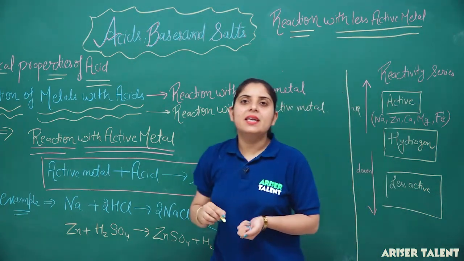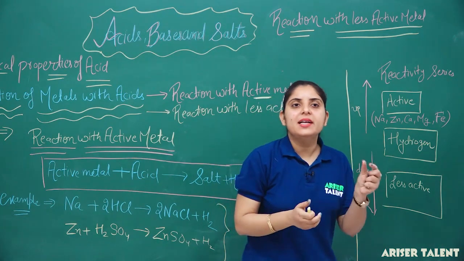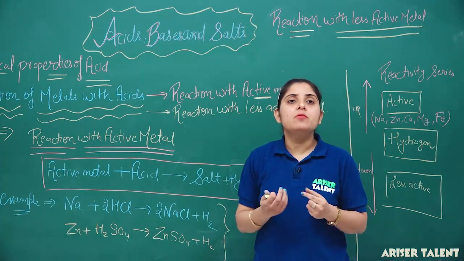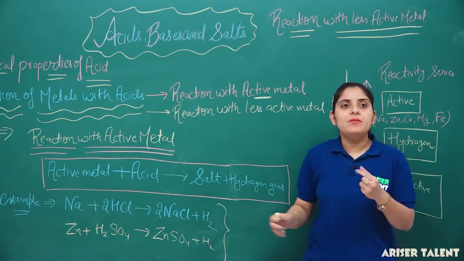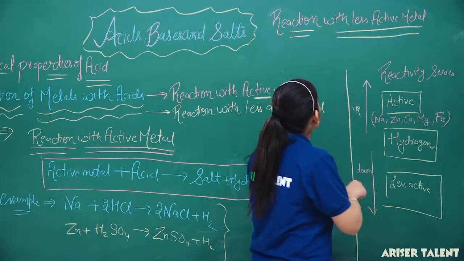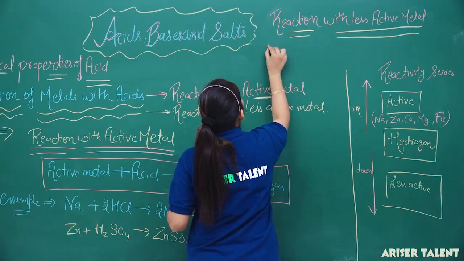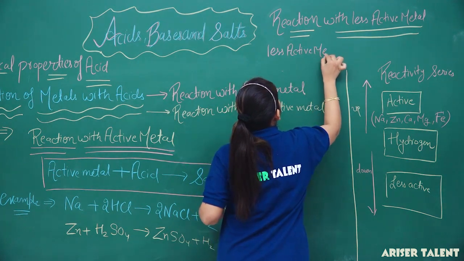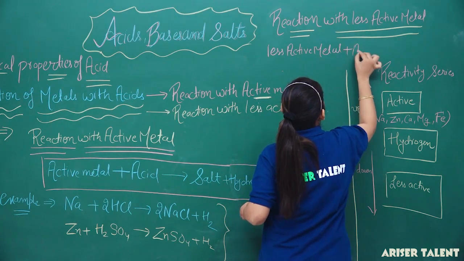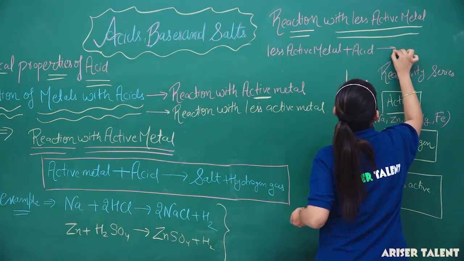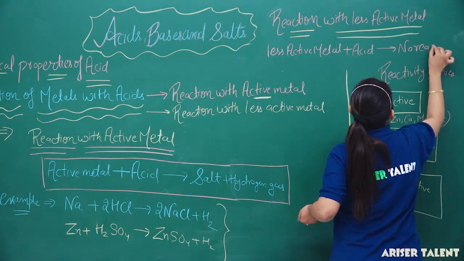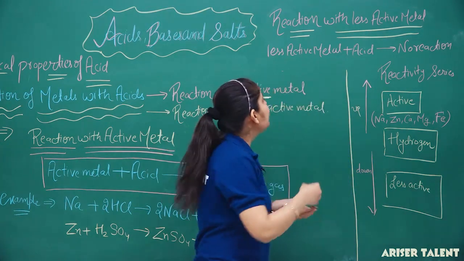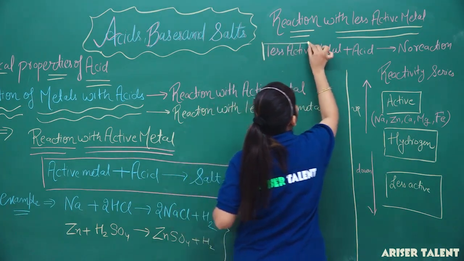So what happens in this case, when there is a reaction of a less active metal with acid? This will show no reaction. It means nothing is produced in the product side, and we will not get salt plus hydrogen gas. So if I am considering a less active metal and I am reacting it with acid, then in the product side we will get no reaction. It means no product will be formed. So this will be the general representation for the less reactive metal.